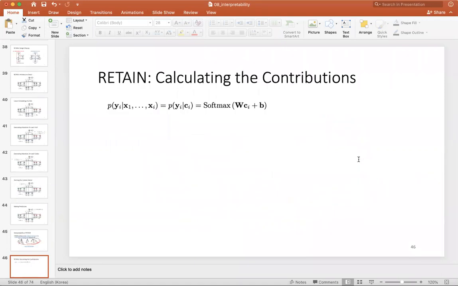All right. So we're backtracking from the very last step of the prediction, where the prediction y was derived from the context vector.